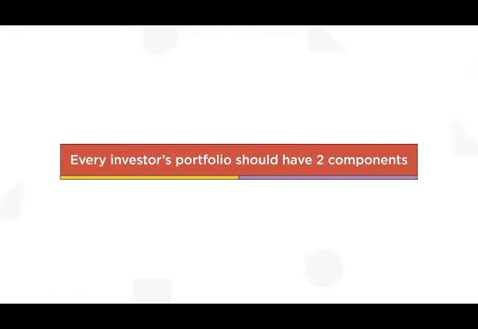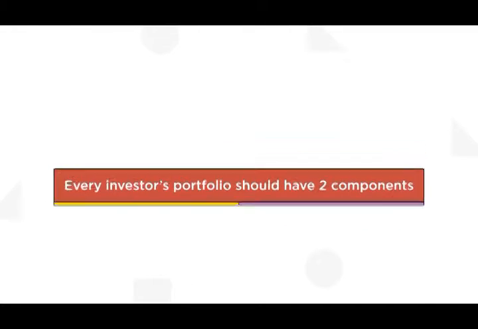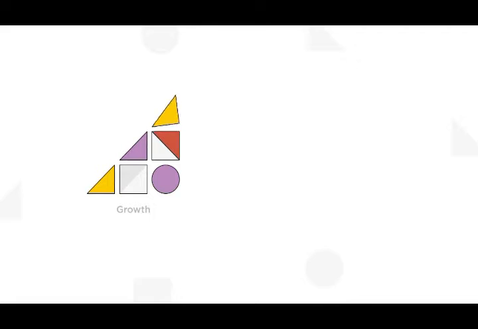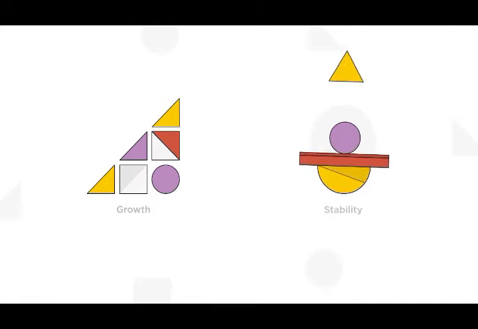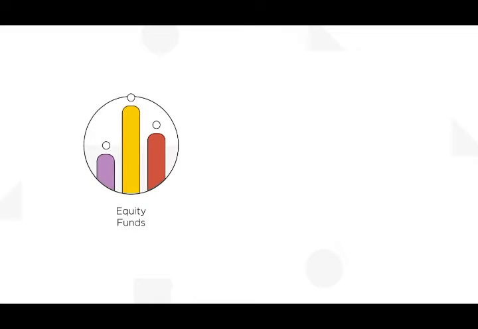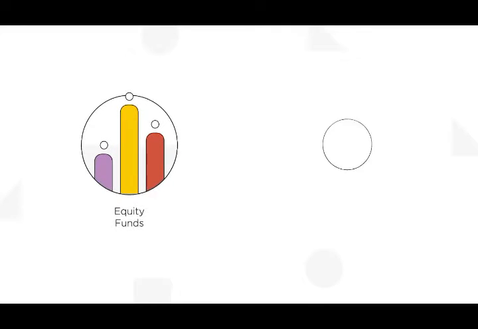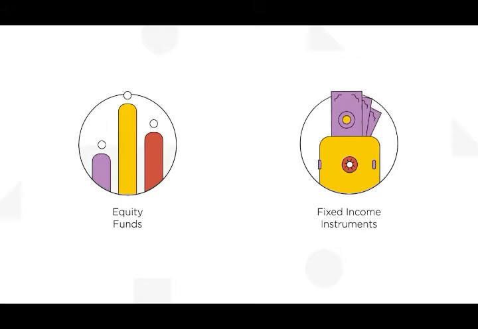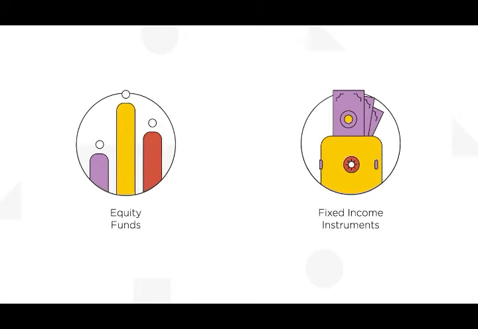Every investor's portfolio should have two components. One that contributes to the growth of the portfolio, while the second provides it stability. While growth of the portfolio is contributed by investing in equity funds, stability is traditionally provided by investing in fixed income instruments like fixed deposits.